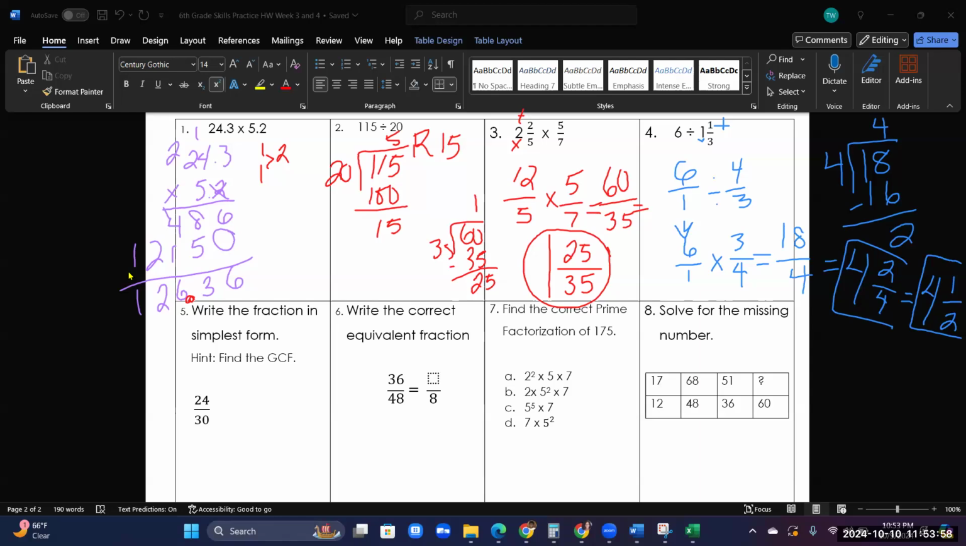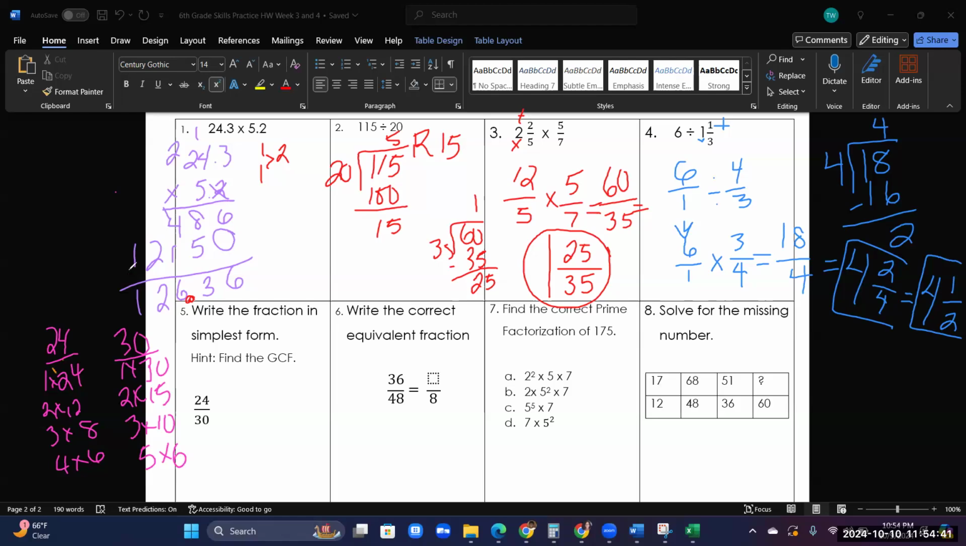Okay, number 5, write the fraction in simplest form and say find the GCF. All right, so we list our factors of 24 and 30. 24: 1 times 24, 2 times 12, 3 times 8, 4 times 6. 30: 1 times 30, 2 times 15, 3 times 10, 5 times 6, and 6.